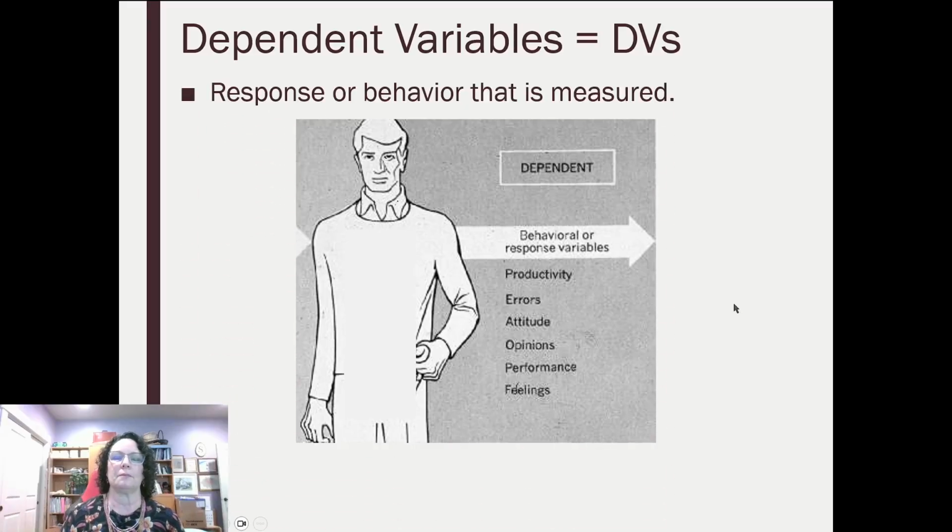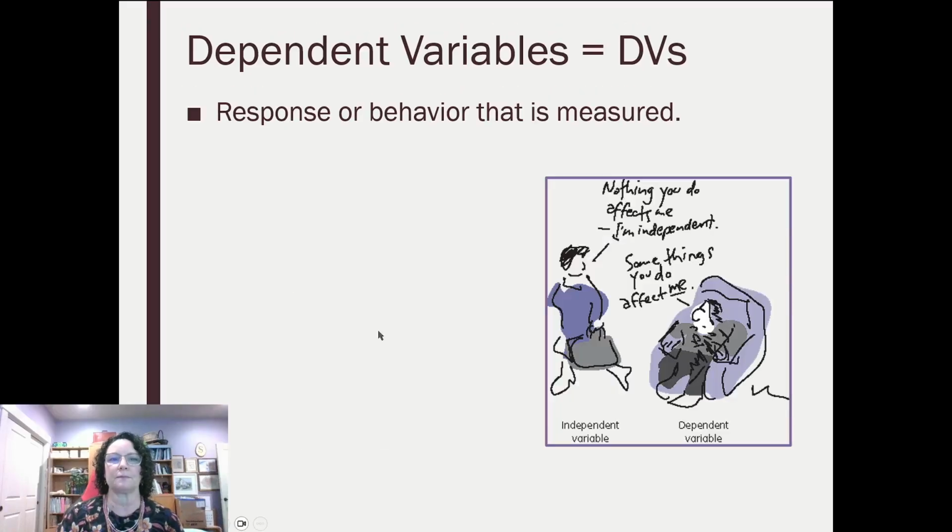So a good way to think of dependent variables is as any kind of response or behavior that is measured in some way. The participant might be writing things down. The participant might be saying things. The participant might be acting in a certain way, and the researcher's writing things down, right? There are different ways that the dependent variables can be defined and measured.